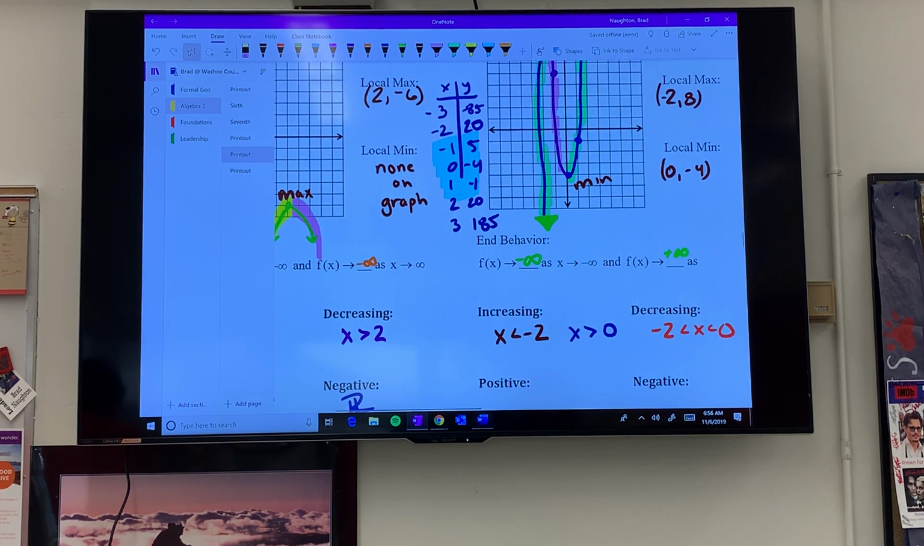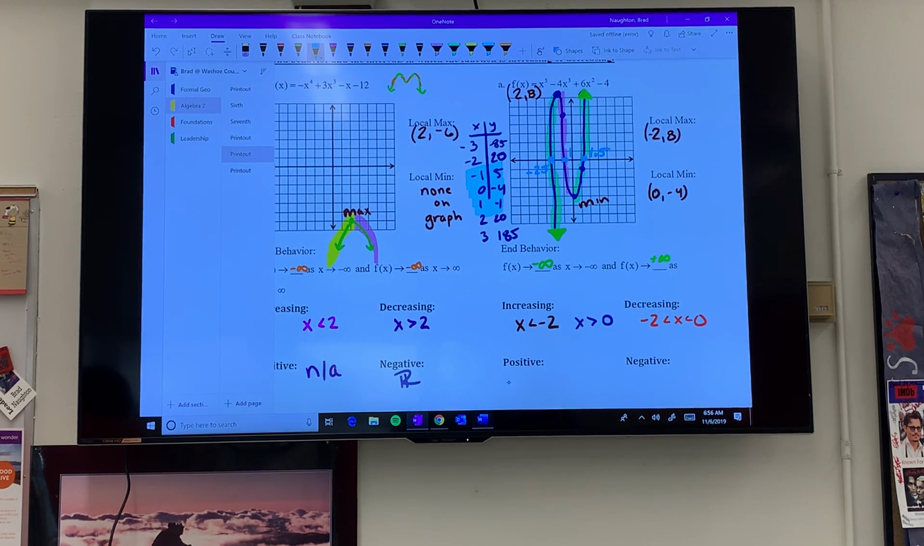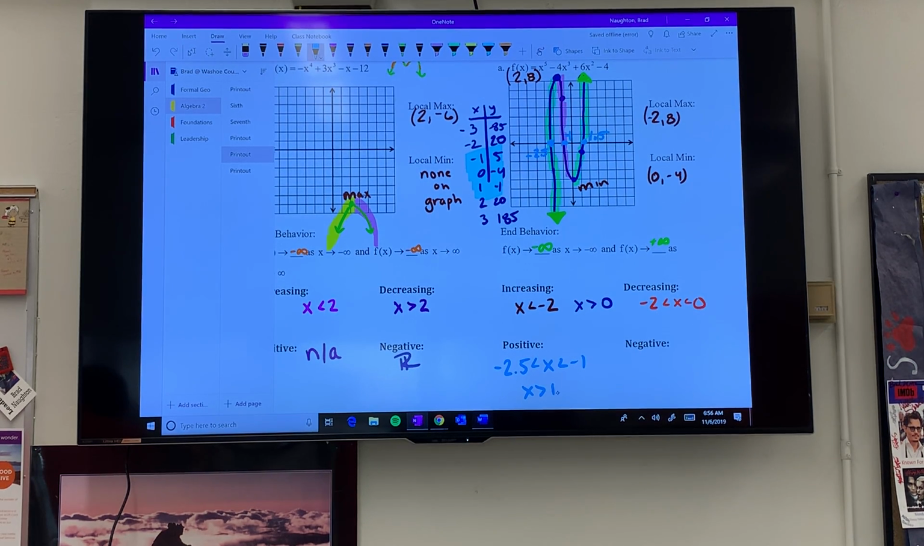All right, positive. So this is when we're going to use our zeros again. So if we look here, we're going to use our zeros and use another estimation. So this looks like -2.5. This looks to be about 1, and we'll call that about 1.5. So it's above, remember we want above the x-axis, when it's going to be from -2.5 to -1. And then again, when x is greater than 1.5. And then it's negative, it's gonna be negative right here from -1 to 1.5.